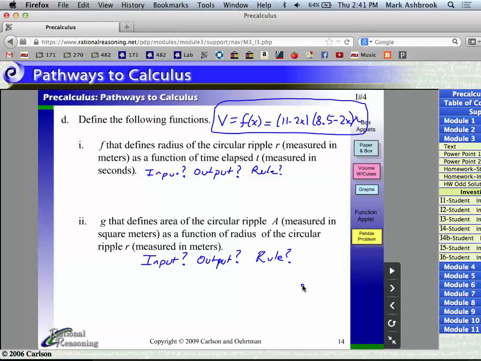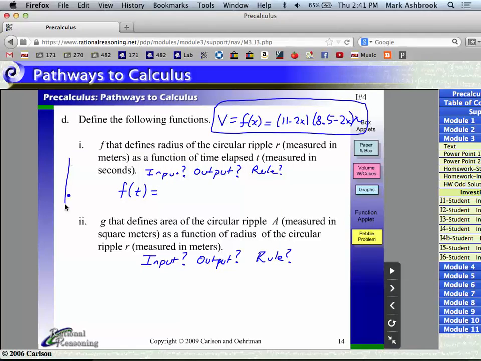Okay, so for F, what's the input? T or R? They're all saying T. So I'm going to do F of what? T. And then my rule, so that's notation, right? The output. The rule is going to be in terms of T or R? T. The rule is in terms of the input, right? So now what do we need? We need the rule that given time gives us the radius.